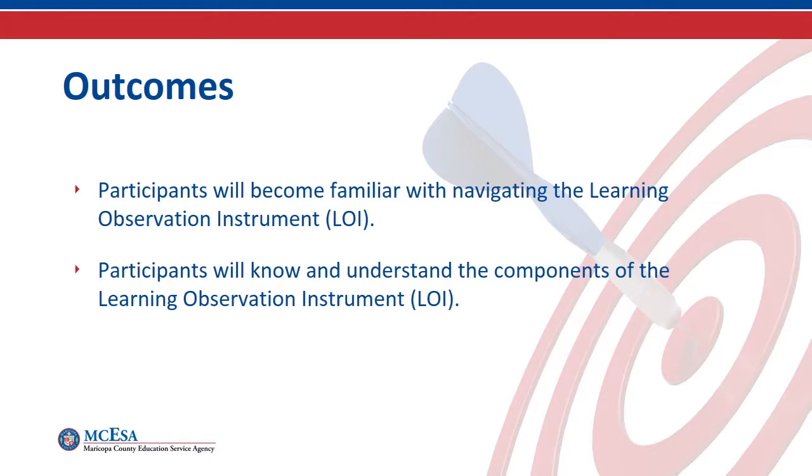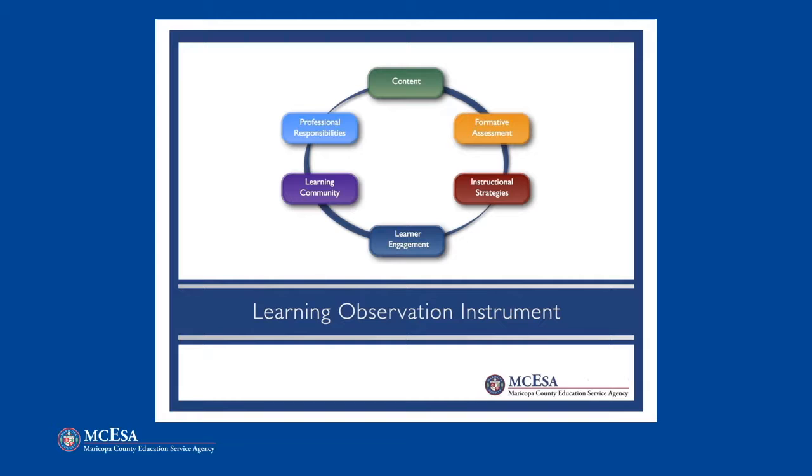By the end of this overview, you will be familiar with how to navigate the Learning Observation Instrument. You will also know and understand the various components of the Learning Observation Instrument and how it's used to identify a teacher's proficiency levels. The Learning Observation Instrument, or LOI for short, is a rigorous observation tool that recognizes teaching excellence and supports the professional development of teachers.